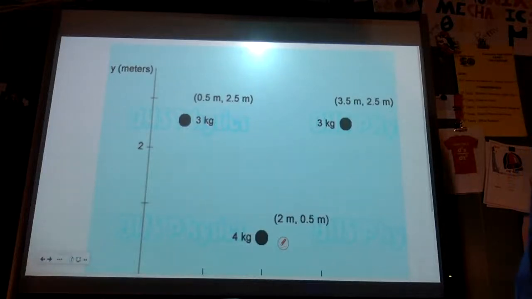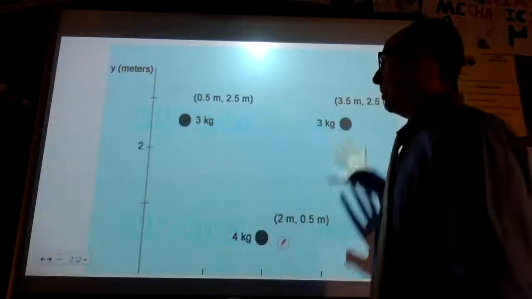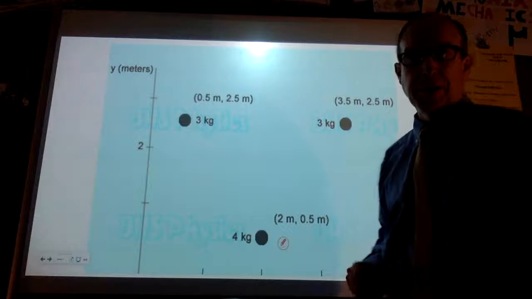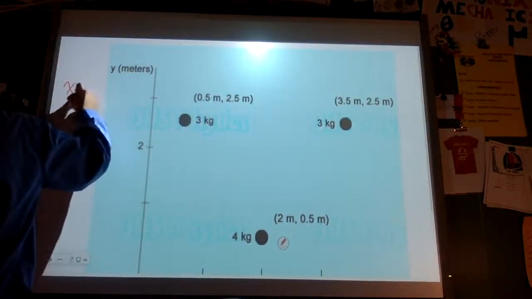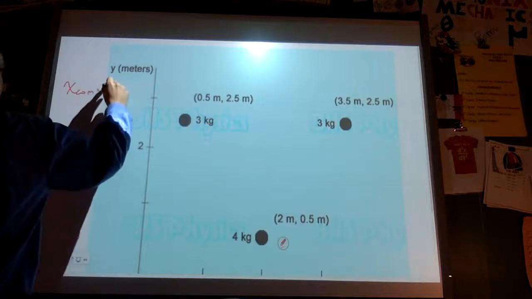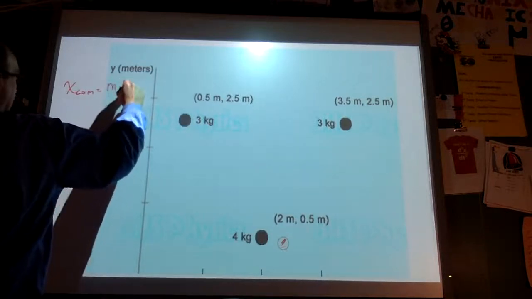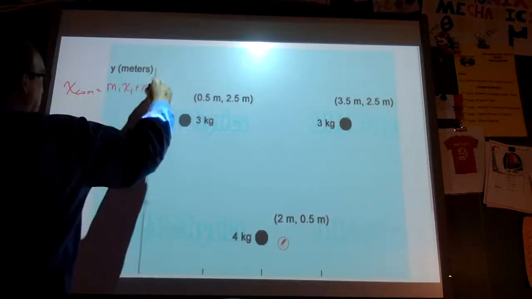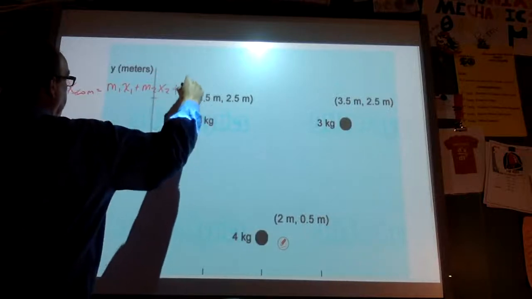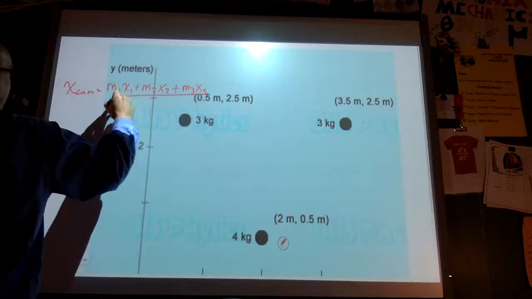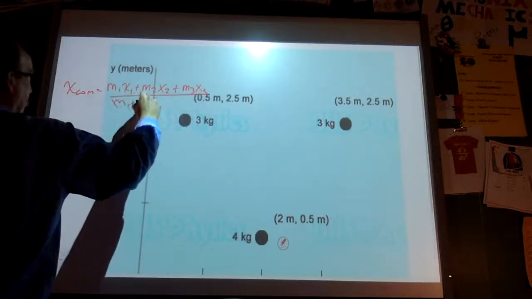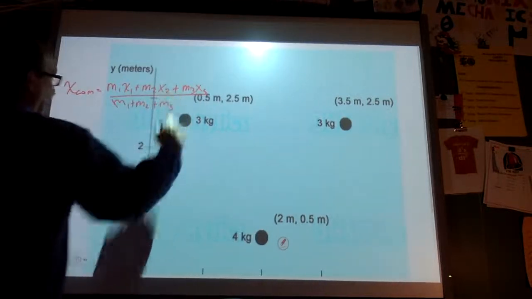All right, so here's one where I'd like to know where it is for both X and Y. I have ordered pairs. What is the center of mass of this system? I can do the X center of mass, and this is going to be M1 X1 plus M2 X2 plus M3 X3 over M1 plus M2 plus M3.